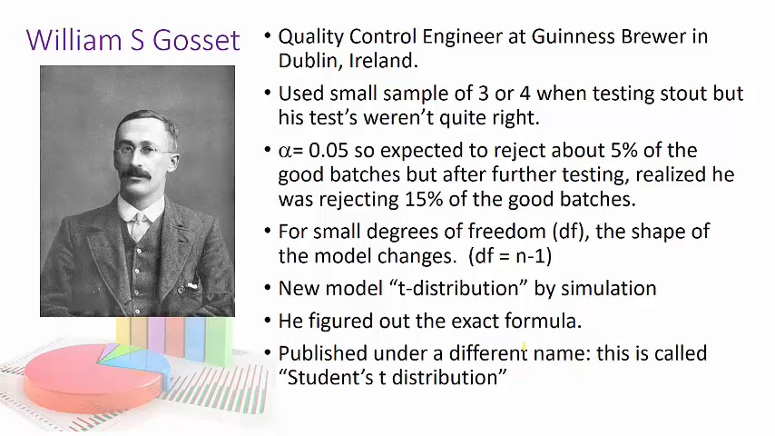The reason he did that is Guinness Brewery thought, oh, trade secrets and stuff like that, so they didn't want a lot of publishing going on. So you won't see Gosset's distribution. You're going to see student's t-distribution.